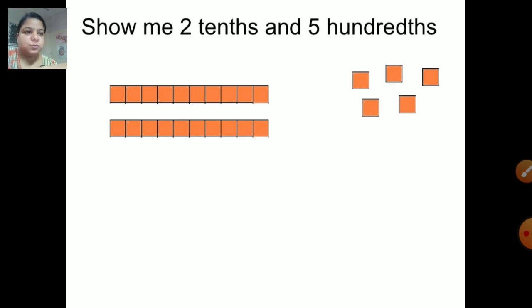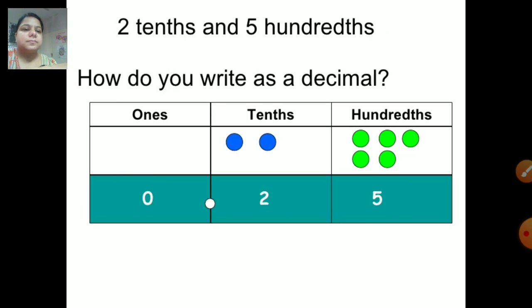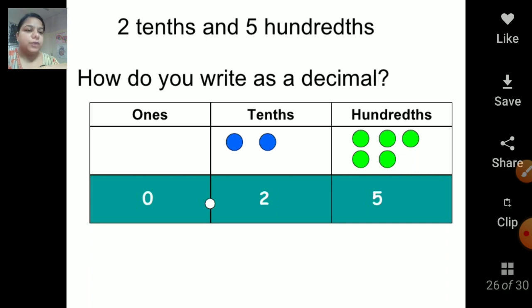Now 2/10. You can see these are the two strips showing 2/10, and these 5 small squares are showing 5 hundredths. And how to write it in decimals? 2 tenths and 5 hundredths. How to write down the number name? We have made the decimal place value chart: ones, tenths, hundredths. Right. So 2 tenths are here, so in the tenths block we have written 2. 5 hundredths are there, so below hundredths I have written 5. No ones are given, means 0 ones are here. So this number name is 0.25, right?